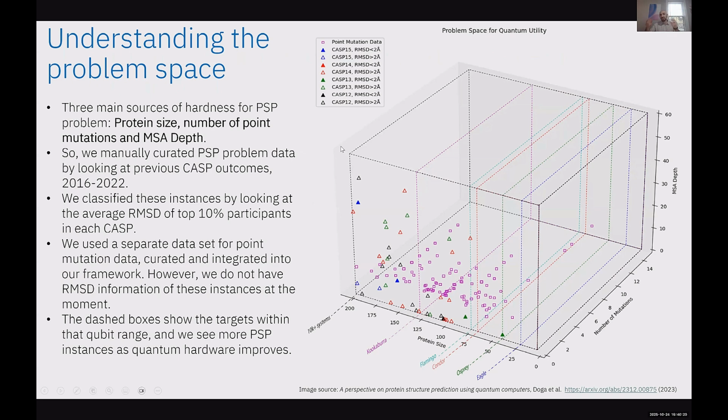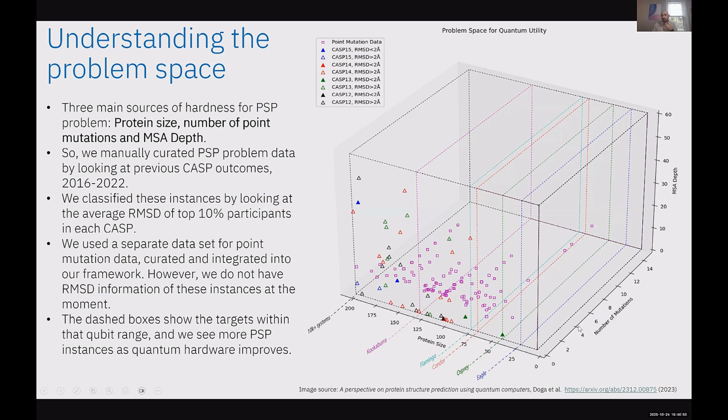In general, we know that as the protein sequences are getting larger and larger, the problem becomes harder. This is usually true. But we wanted to see what else contributes to the hardness of this protein structure prediction problem. This is how we rethought the problem space and the parameters that make it hard. One axis you can think of as the protein size. As the protein size increases, the problem becomes harder.